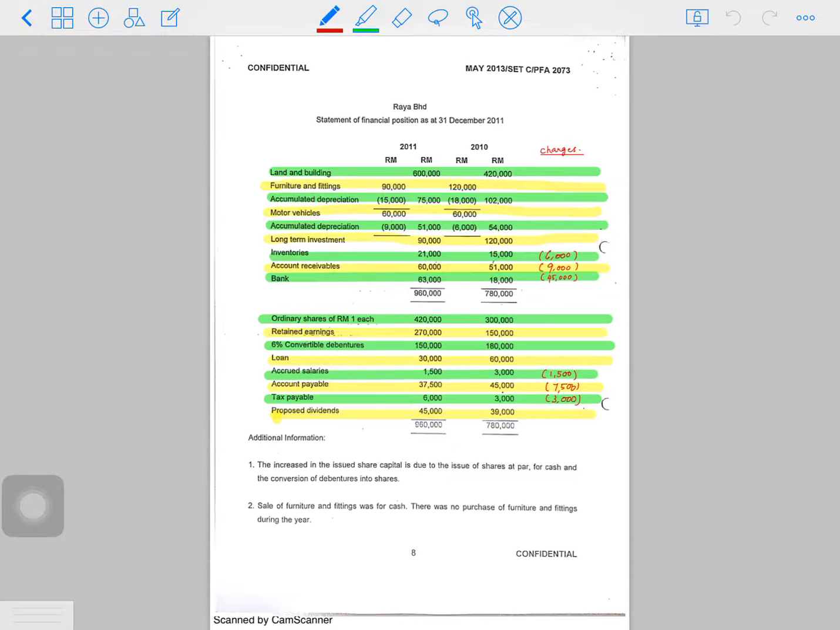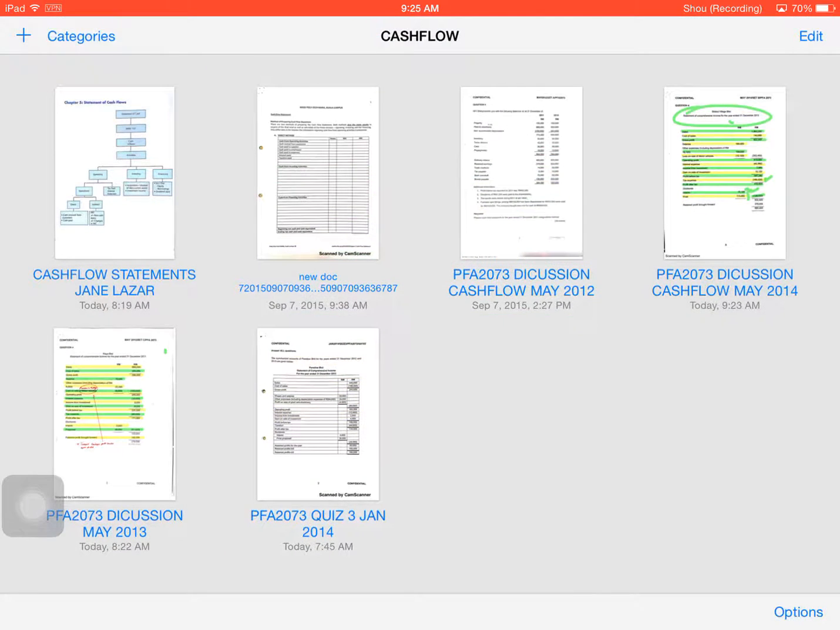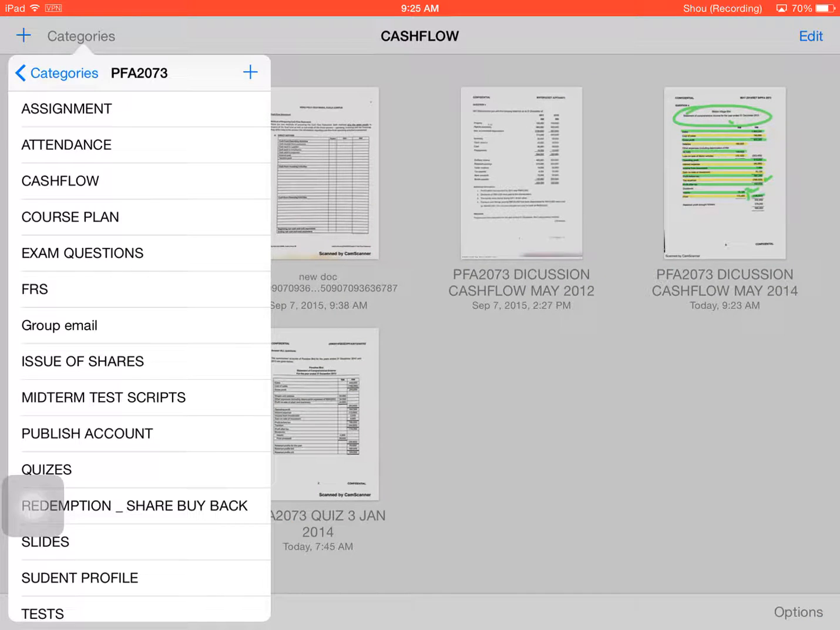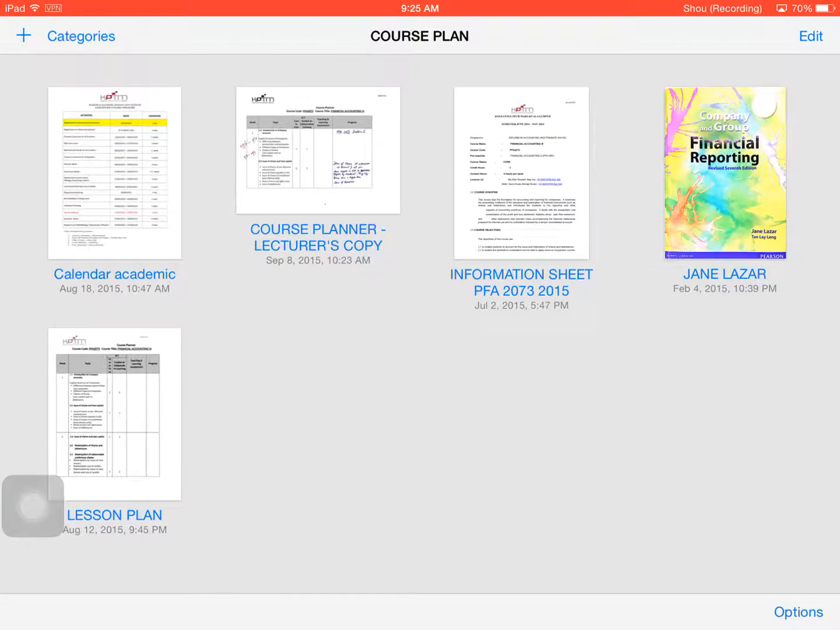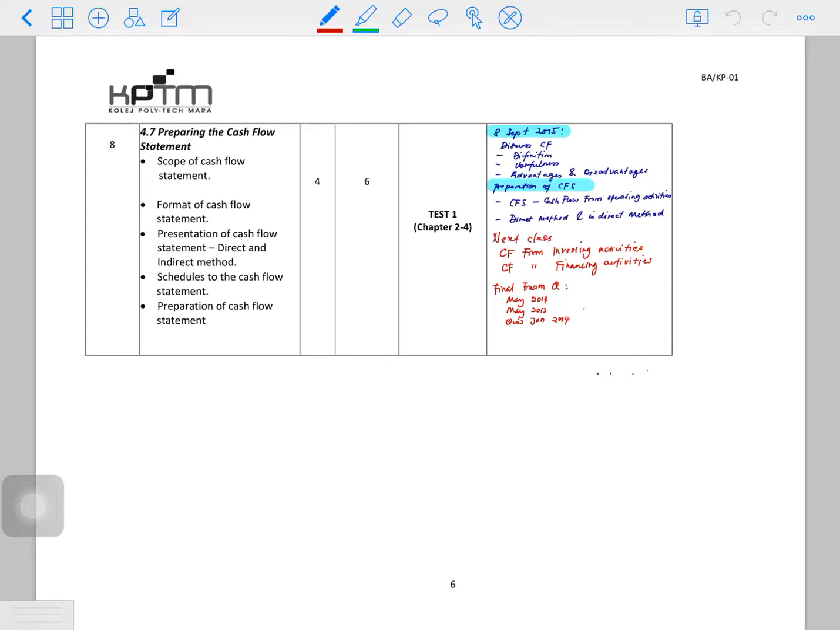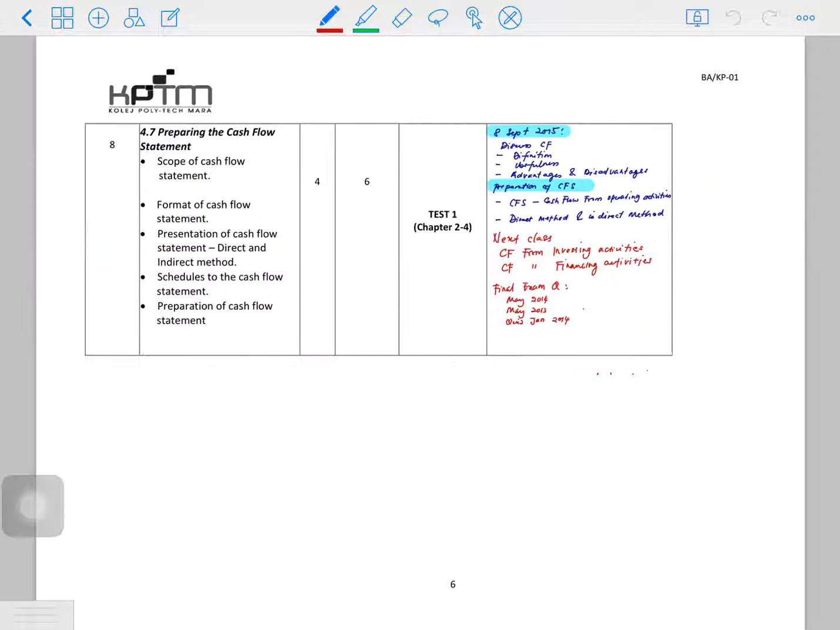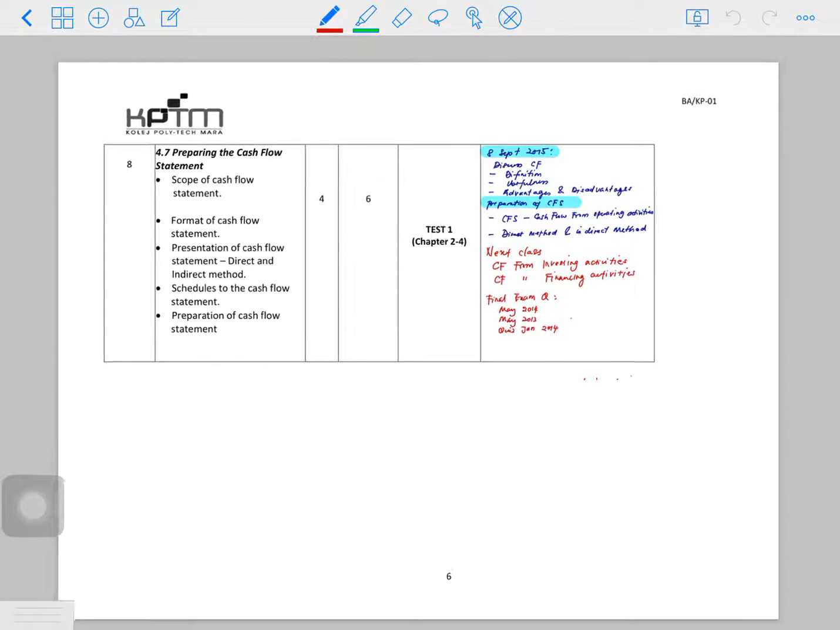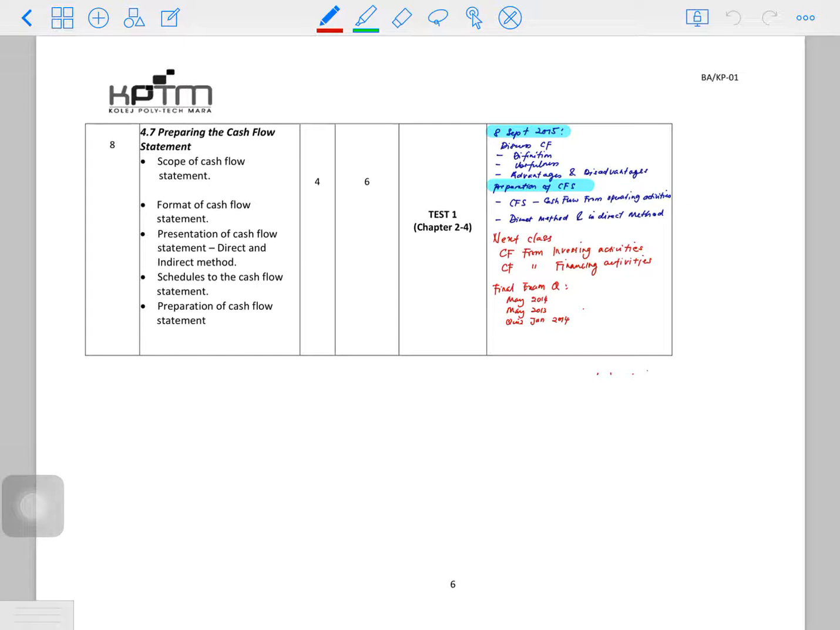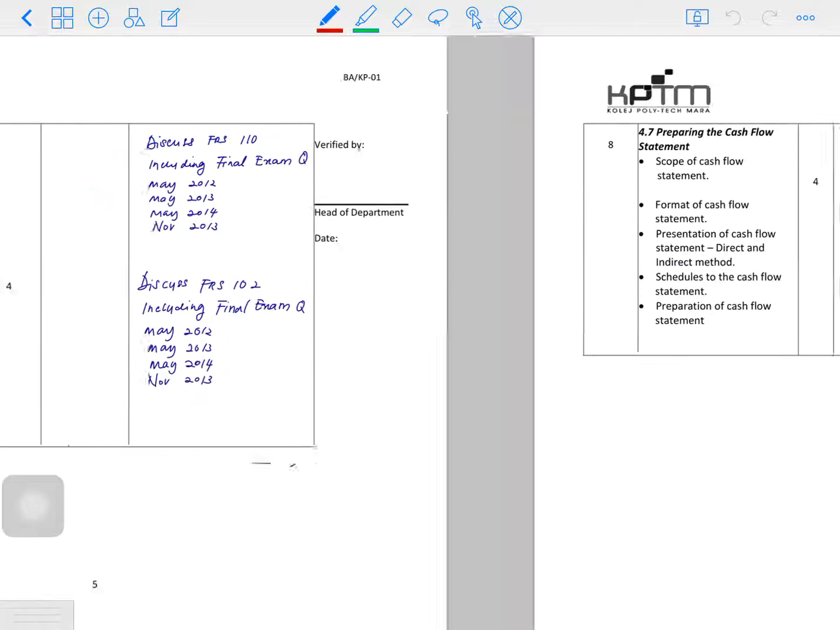Okay. Continue dengan this lah. Sepatutnya kita ada 6 jam. If I'm not mistaken, kita sepatutnya ada course plan kita ni 4 hours ni. Tapi tak apalah, kita continue dengan apa, statement of cash flow ni.